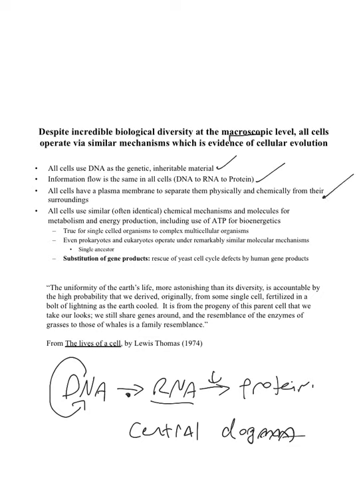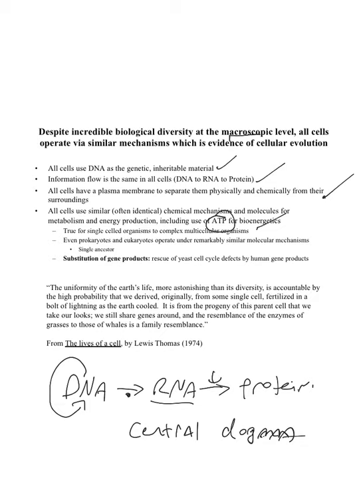Similarly, all cells have membranes to separate them biochemically and to protect them from their surroundings. All cells use ATP as their energy currency. We saw in the last part of this lecture how we can trace the high energy phosphate bonds in ATP all the way back to sunlight. Everything is connected. Whether you're a single-celled organism or a complex human, it's all the same.